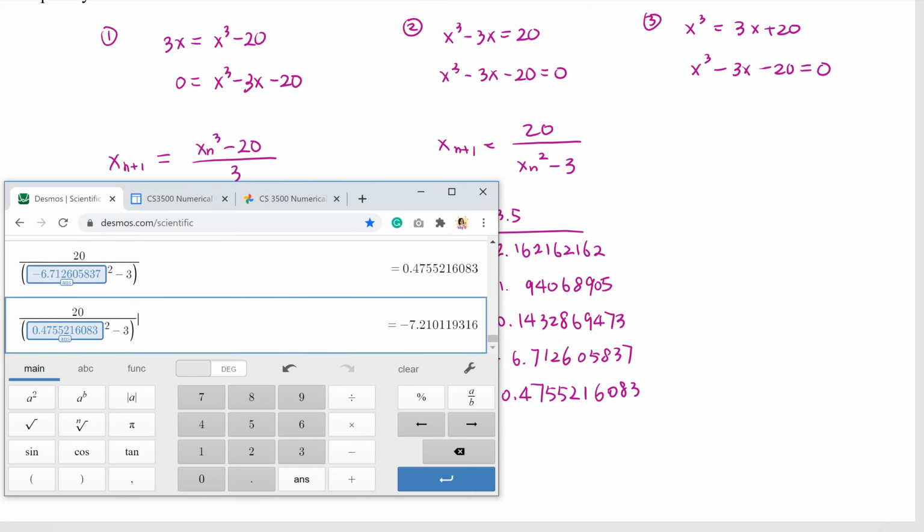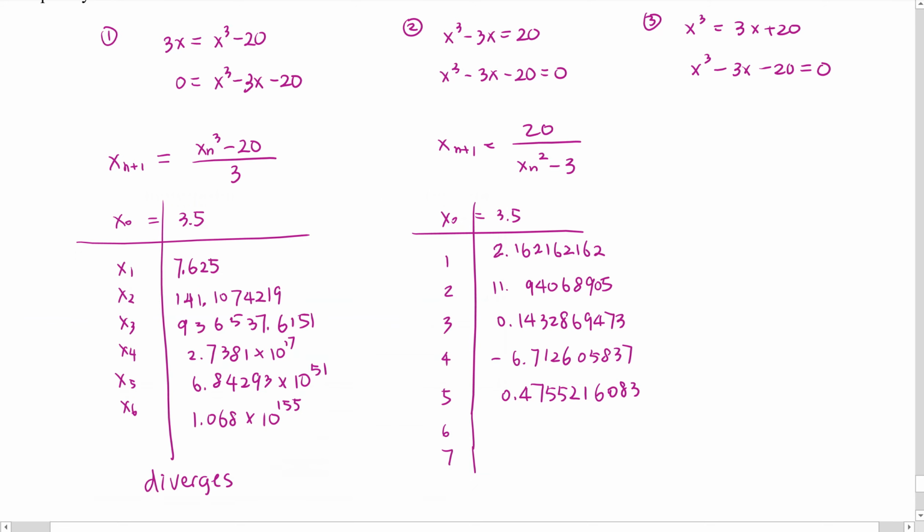Right? We can't find a pattern. It's oscillating between plus and minus numbers. We don't have a pattern. Then 7.21011 9316. Let's stop here. Okay, so we can see it also diverges.